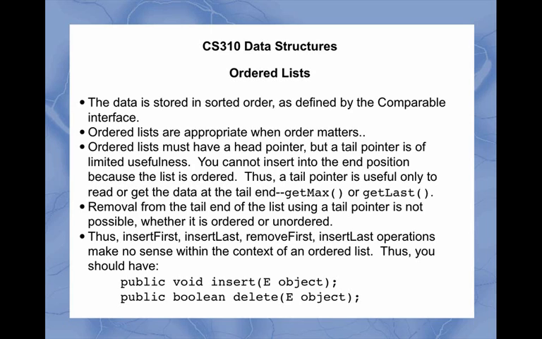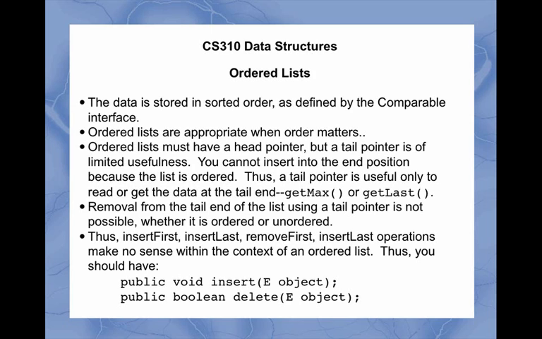Ordered lists must have a head pointer because you need a way into the list, and the head pointer is that way in. But a tail pointer is basically useless because you cannot insert into the end position. Recall that with the tail pointer, you can insert but not remove. But you can't insert into an ordered list at the end because that might break the ordering of the list. And so when you do an insertion, you have to do it in order.